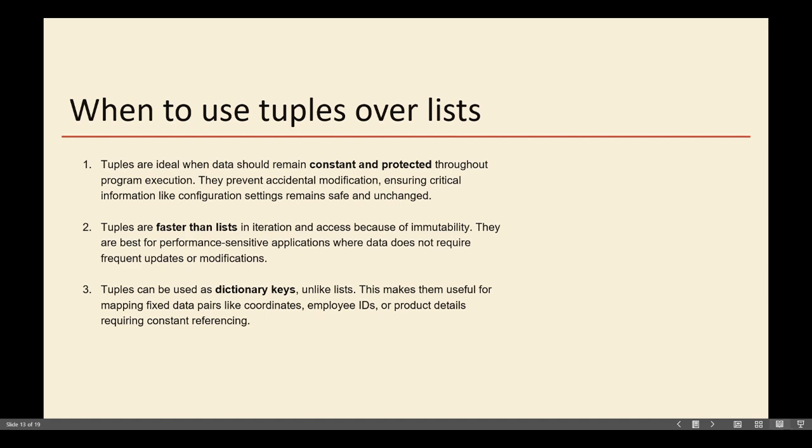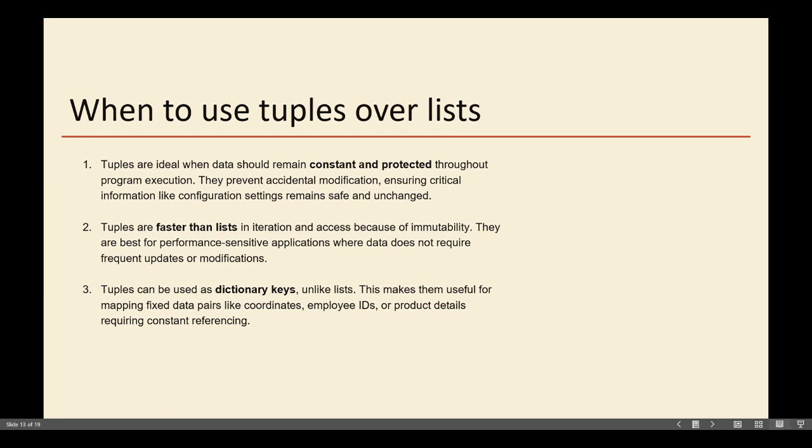Tuples are ideal when data should remain constant and protected throughout program execution. They prevent accidental modification, ensuring critical information like configuration settings remains safe and unchanged. Second one is tuples are faster than lists in iteration and access because of immutability.